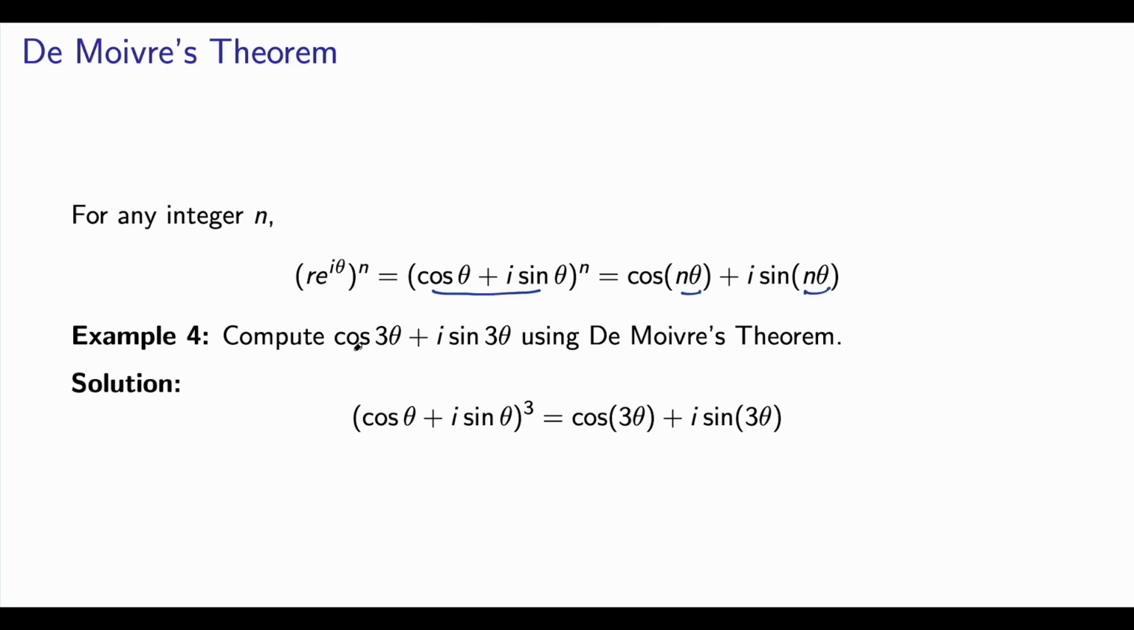So let us see one example. Compute cosine 3 theta plus I sine 3 theta using De Moivre's theorem. So now the solution is: cosine 3 theta plus I sine 3 theta can be written as cosine theta plus I sine theta to the power 3, right?